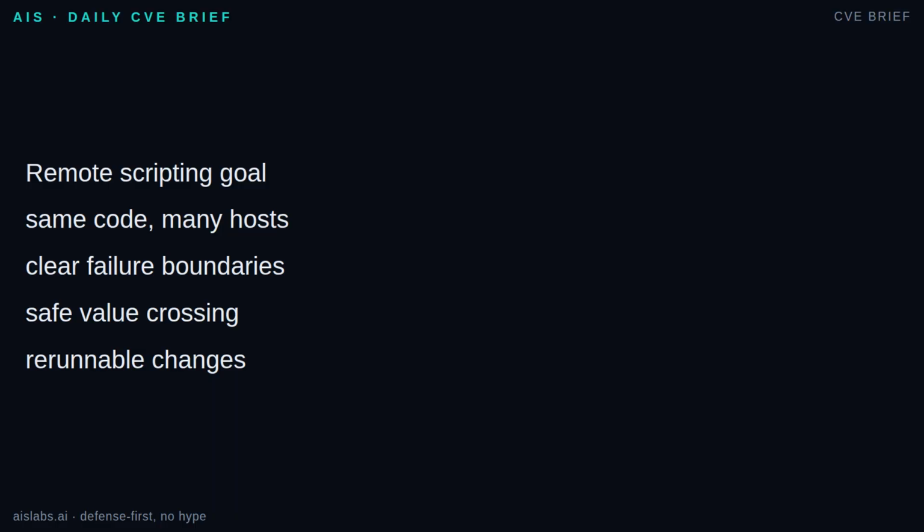Best practice means separating those layers. The local script controls host loops, logging, and input preparation. SSH transports a command to one host. The remote bash block performs a small idempotent change and exits honestly. If each layer has a clear job, you get better operations and better defense, fewer mystery changes, cleaner audit trails, and failures that stop instead of spreading.